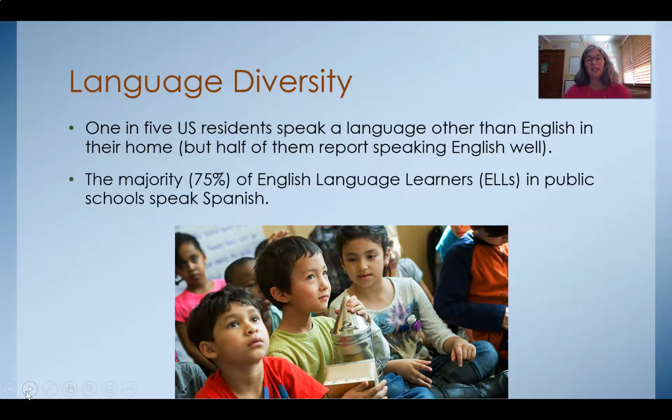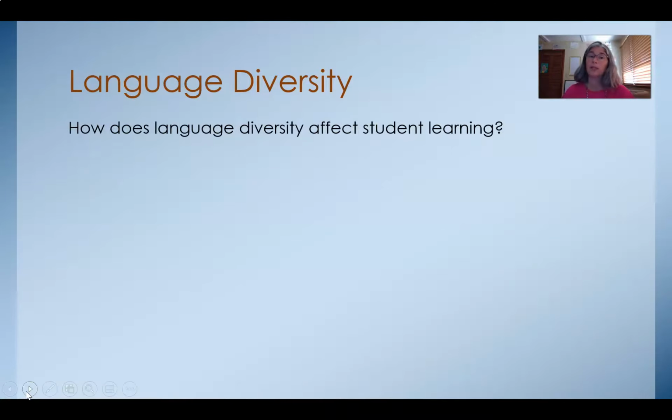The majority of ELLs, and ELL stands for English Language Learners, in the public school system speak Spanish. So that's really some good information. If you plan on picking up a language as a minor, Spanish would be your best bet as a teacher in terms of something that would assist you in the classroom.